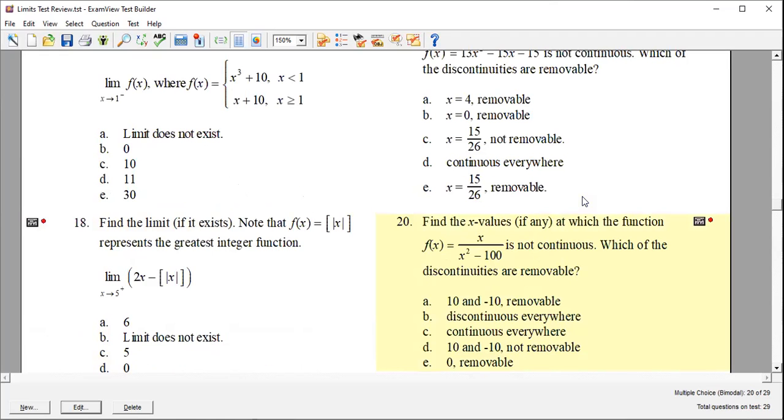All right. 20. Find the x values, if any, at which the function is not continuous, which of the discontinuities are removable. Where is it going to have discontinuities at? How do you know it's negative and positive 10? The bottom factors, right? You don't have to do the work, guys. X squared minus 100 factors into x plus 10, x minus 10. Are they removable? No, because I can't mark them out. So my discontinuities are at 10 and negative 10, and they are not removable. So your answer would be D.